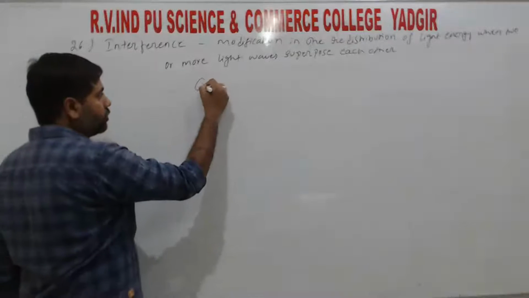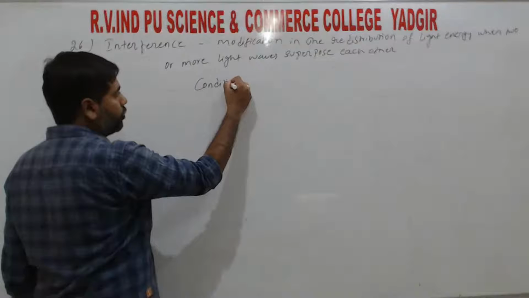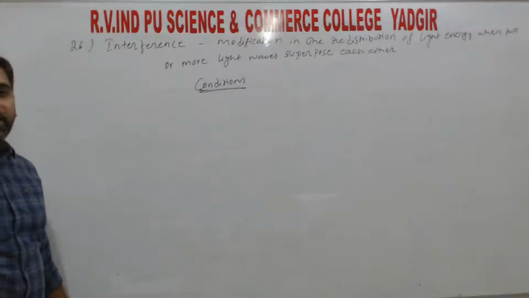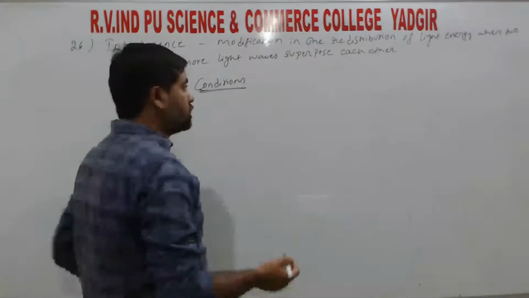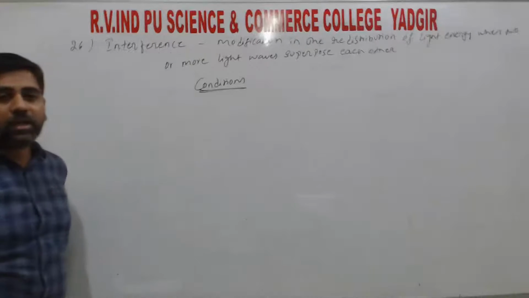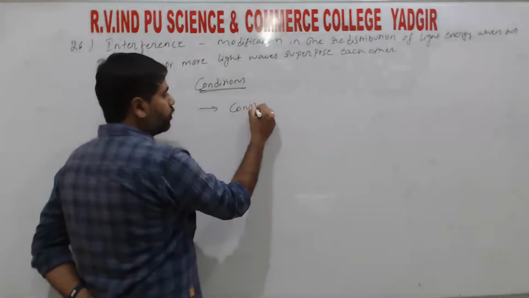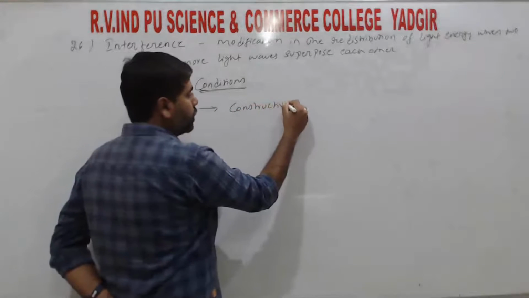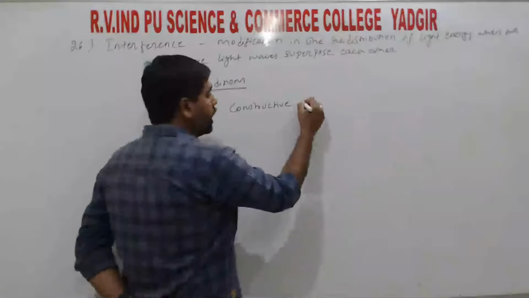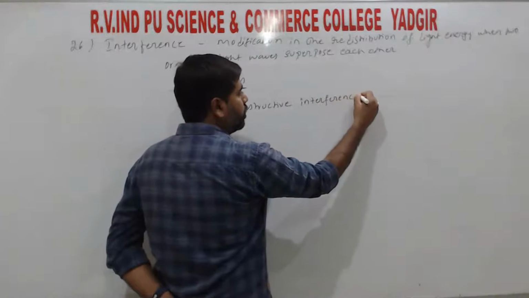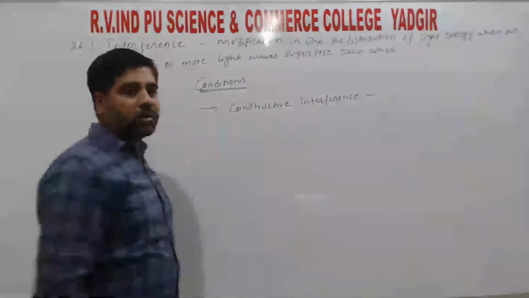So conditions for the interference. Interference has only two types: one is constructive interference and another is destructive interference, right? So the first one is constructive interference. So the condition for constructive interference.